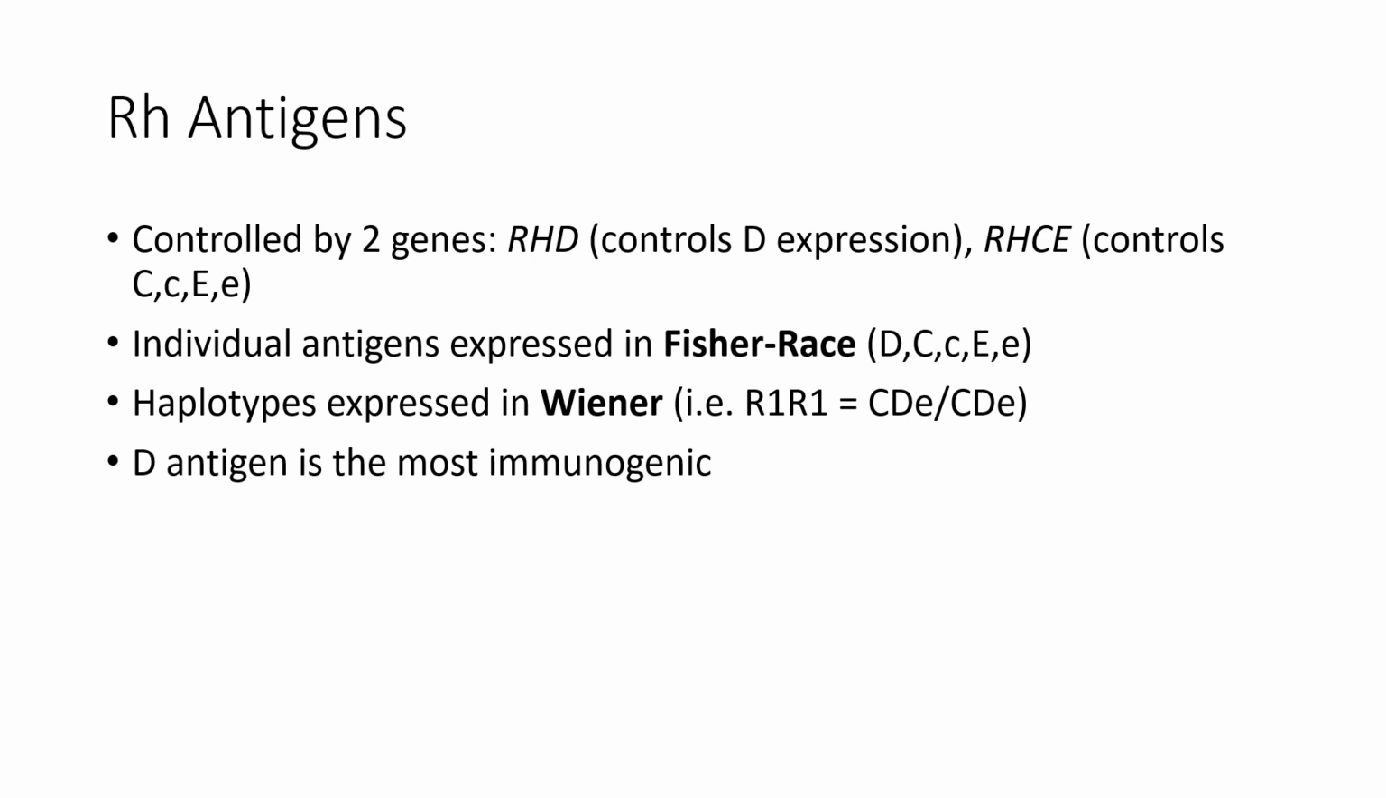If individual antigens are being expressed, we usually express this in the Fisher-Race format. This is DCE. And if we are trying to denote haplotypes, we usually express this in the Wiener nomenclature. For big C, big D, little e haplotypes, this would be the capital R1, capital R1. And remember, the D antigen is the most immunogenic out of the Rh antigens.